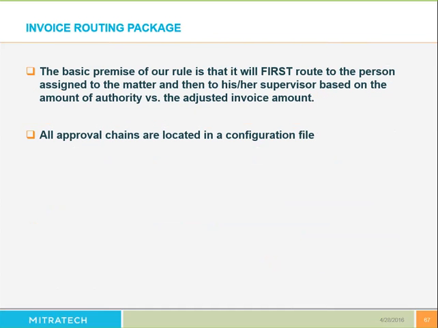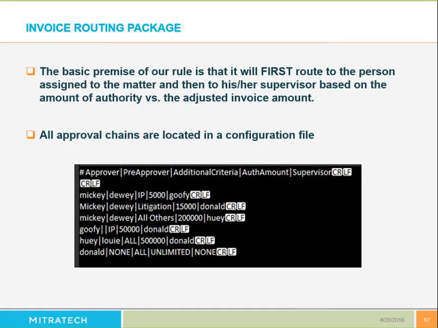The invoice routing package is a standard rule that we provide. It is not the out-of-the-box routing. It works similarly, except that it uses a configuration file, and there are certain criteria that need to be followed. The configuration file will actually contain all the approval chains for the approvers.